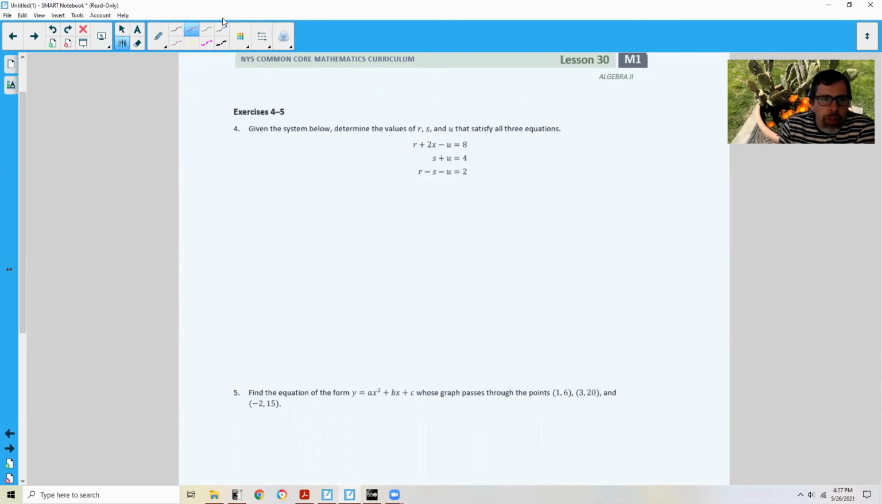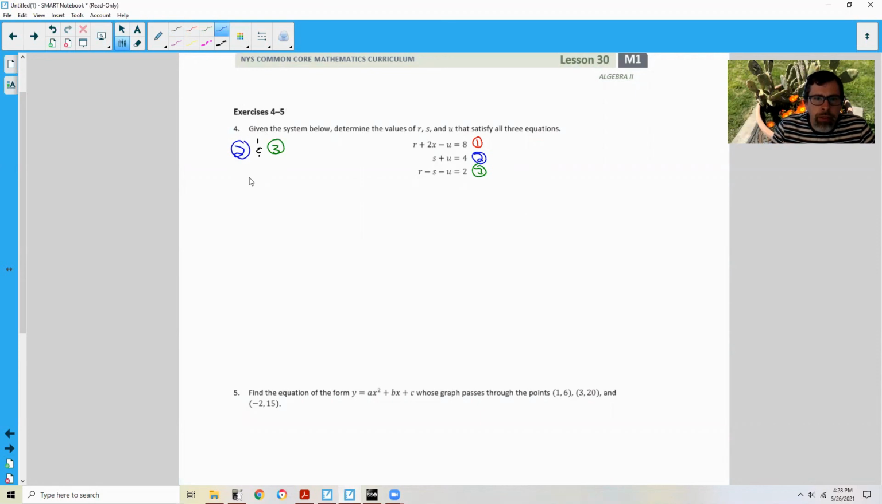So here we go. It says, given the system below, determine the values of R, S, and U that satisfy all 3 equations. Well, I see an R here, I see an X, a U, an S, a U, an R, an S, a U. So there's a problem right here with this first one. We have another variable X and nothing else has an X in it. So I'm going to number these 1, 2, and 3. Since there's no X's in these last two, I'm going to focus on combining 2 and 3.